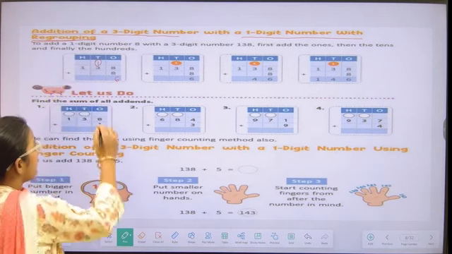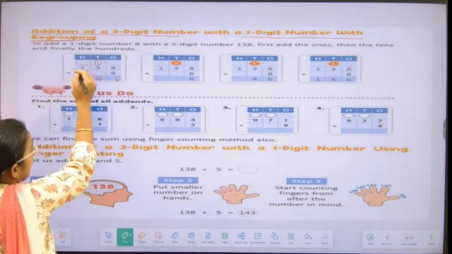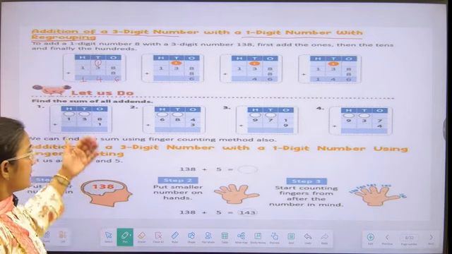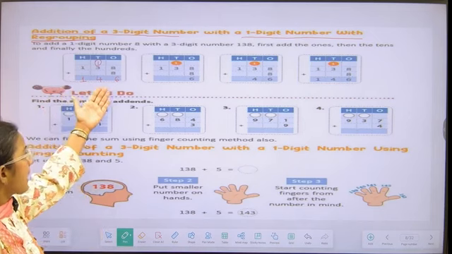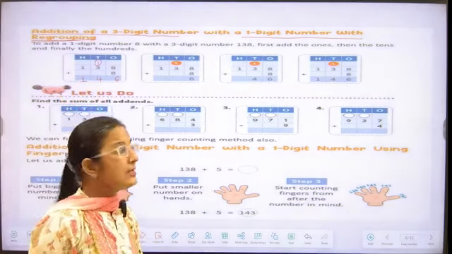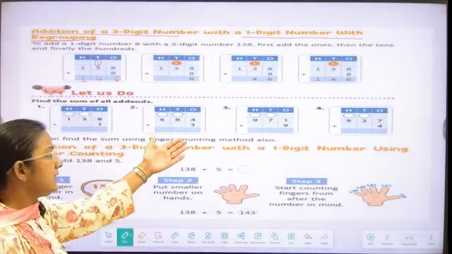Now 3 and 1 will make a 4, student. And 1 at the 100 place value, so 1 can be written over here. So what is the sum we are having? 146, student. Similarly, we can do these sums.